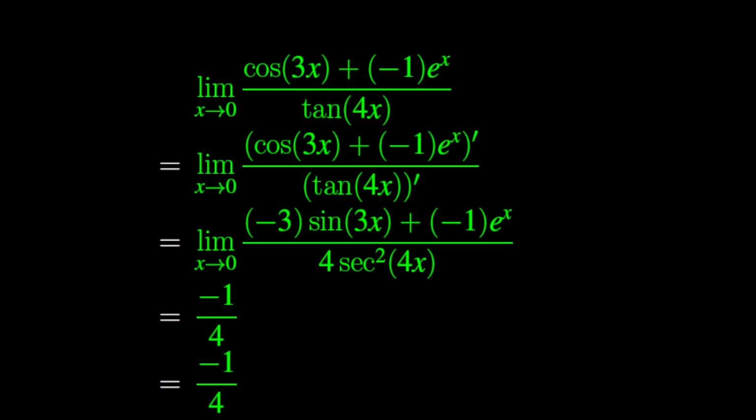As a result, the limit as x goes to 0 of cosine of 3x, plus minus 1 times exponential of x, over tangent of 4x, is minus 1 over 4.